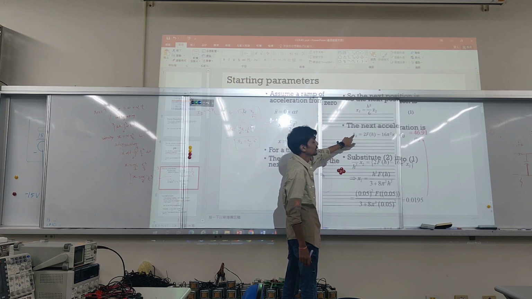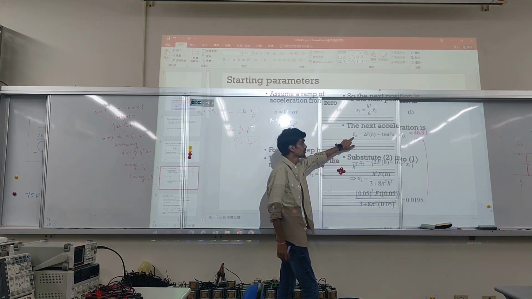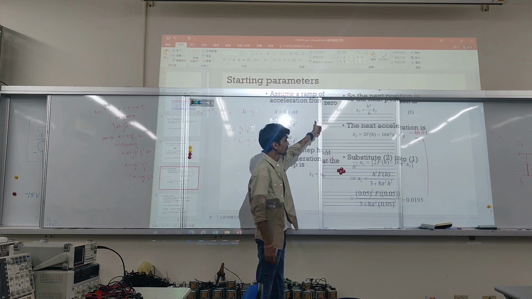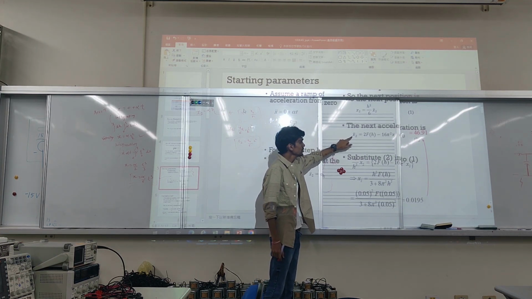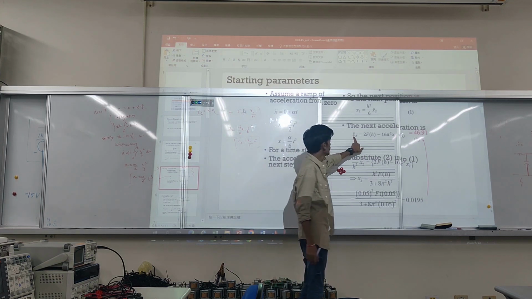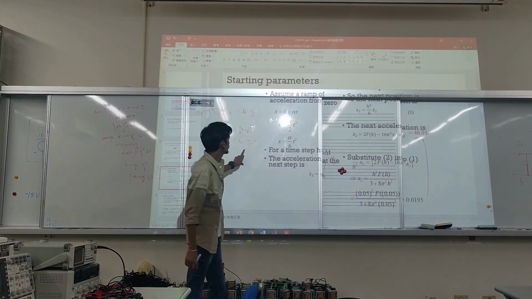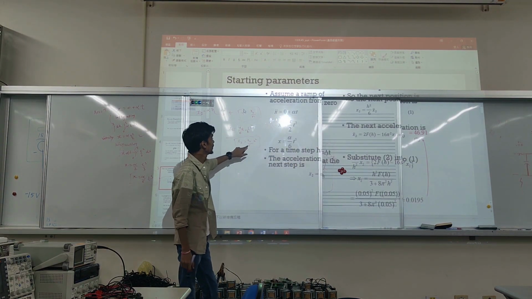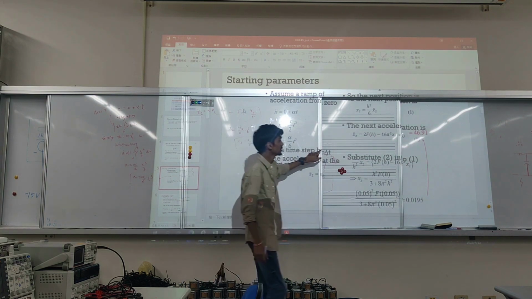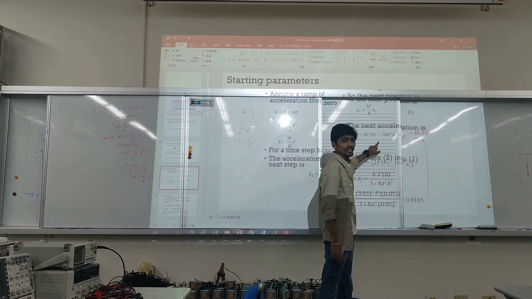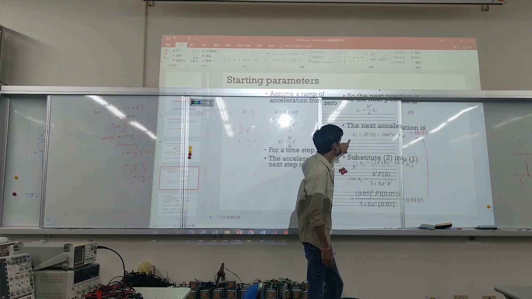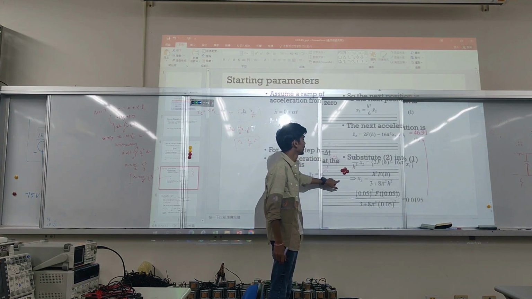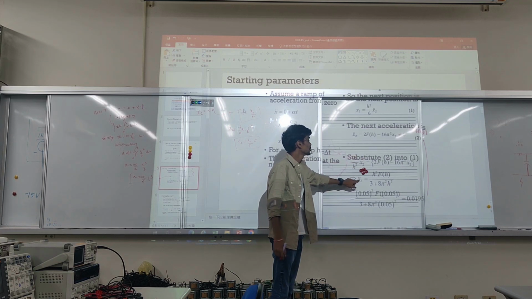What is that? This is from our given ordinary differential equation. Now at this point the acceleration term is not zero. Previously at t equal to 0 the acceleration term was 0, but at this time we are not getting the acceleration term as 0.